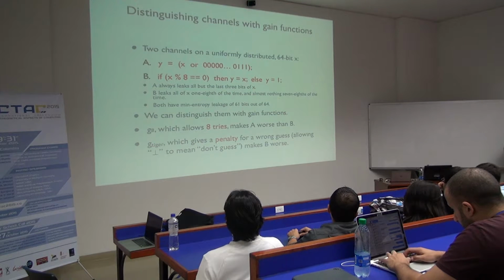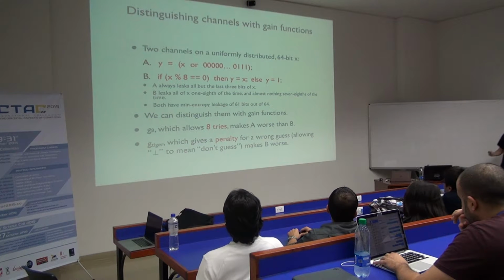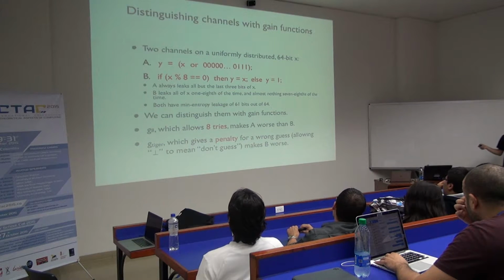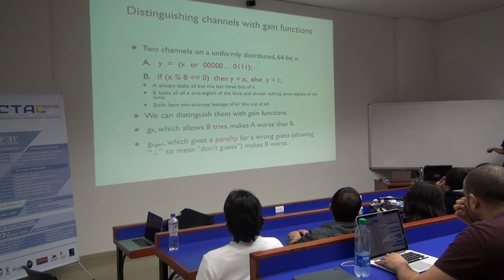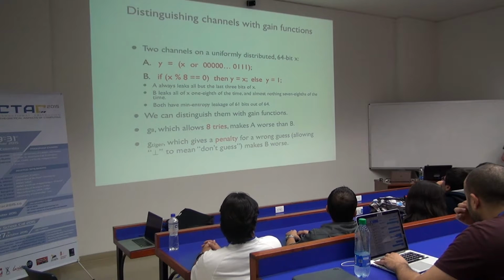Then you might ask the question, what if I change to Shannon or something else? And the nice thing is that, using gain functions, I can create gain functions such that A leaks more than B, but also vice versa. So I could create some evaluation scenario that makes A look better. So you might be tempted to say, mean entropy is the same, but with this gain function, A is better.